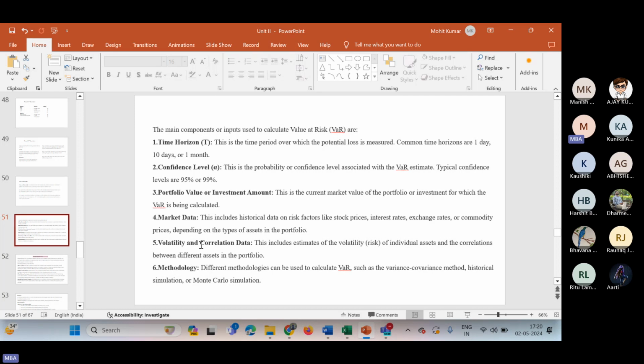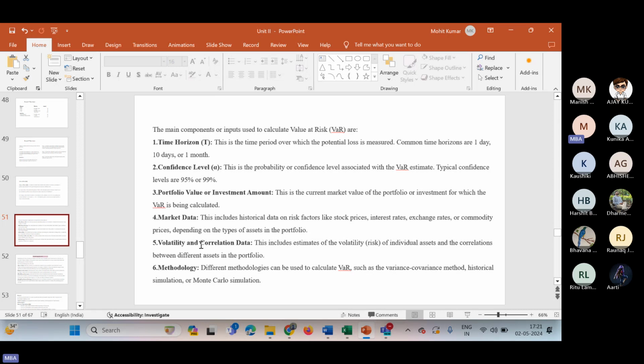So volatility, in the last class also we discussed how to calculate the volatility. This is nothing but the measure of risk or uncertainty in the market through standard deviation. And we went step by step on how to calculate the standard deviation or the historical volatility of the data that we discussed in the last class. And also you want to calculate the correlation between different assets in the portfolio. So if you are measuring the value at risk of the portfolio, you have to see the correlation among assets also.